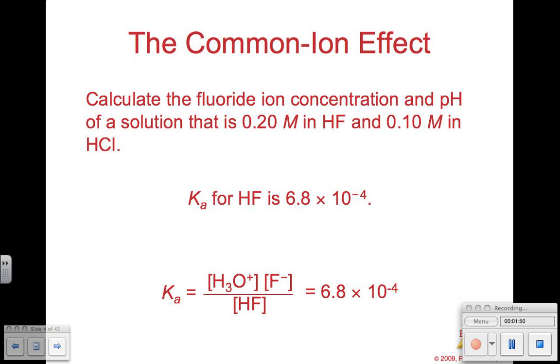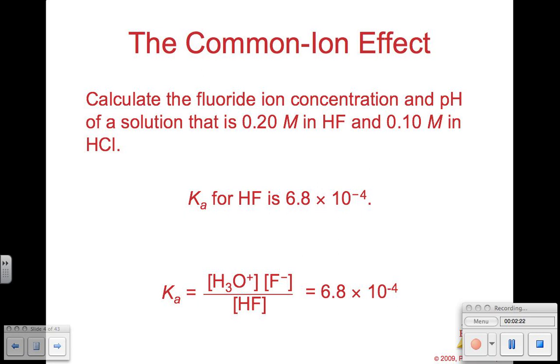Okay, so let's say we want to calculate the fluoride ion concentration and pH of a solution that is 0.20 molar HF and 0.10 molar in HCl. Basically we've got a strong acid, the hydrochloric acid, 0.1 molar, and we've got a 0.2 molar solution of a weak acid, which is the HF. Now the Ka value for the HF is 6.8 times 10 to the negative fourth.